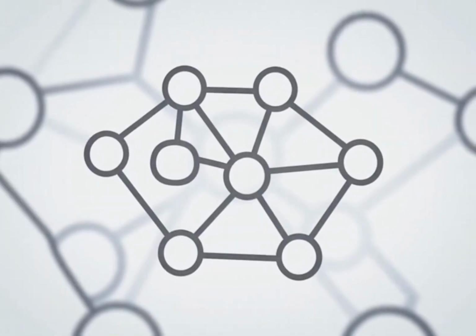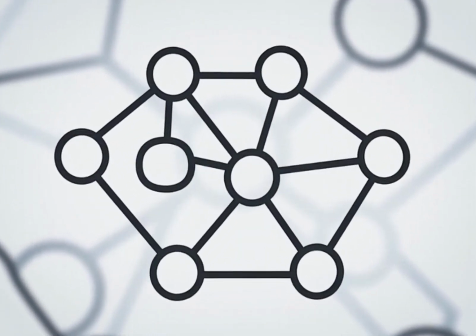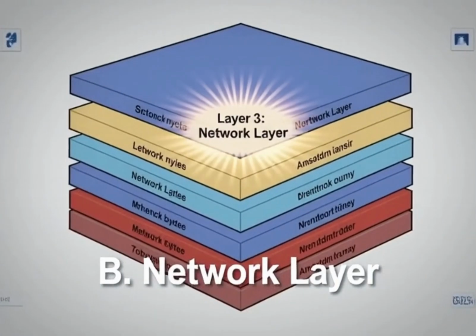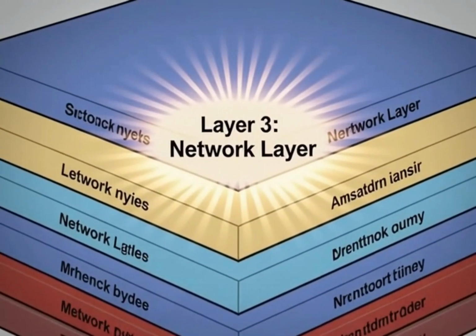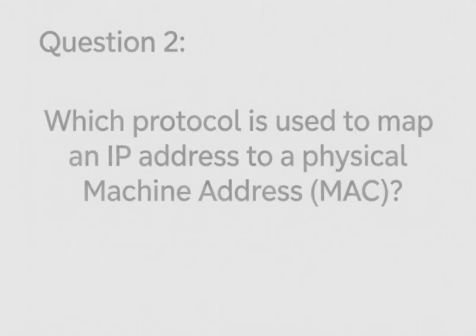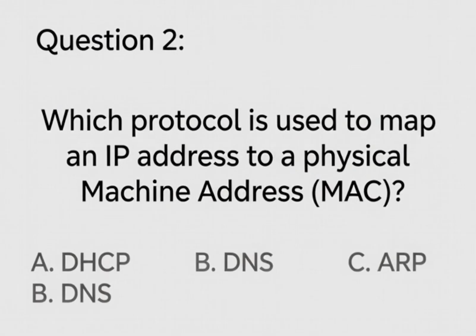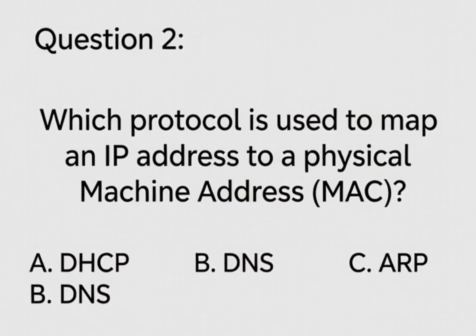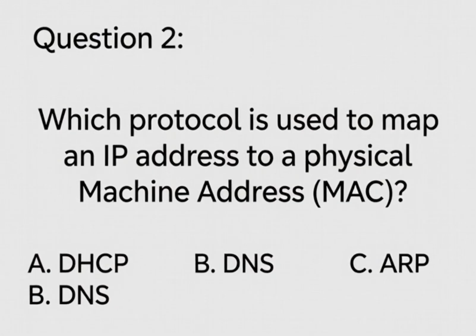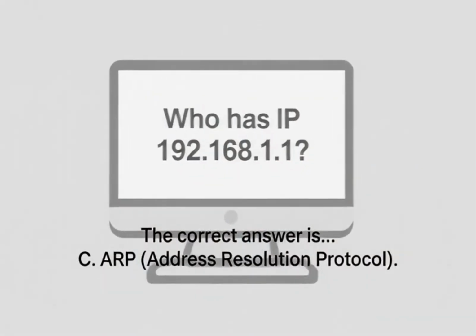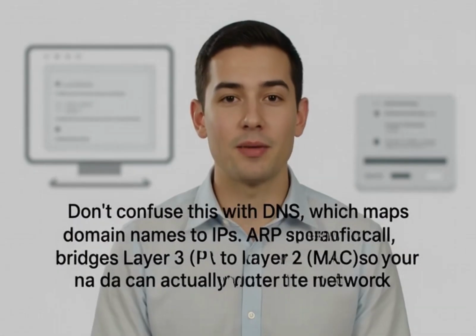Let's start with networking. This section usually tests your knowledge of the OSI model and protocols. And the answer is B, network layer. The correct answer is C, ARP. Don't confuse this with DNS, which maps domain names to IP addresses.